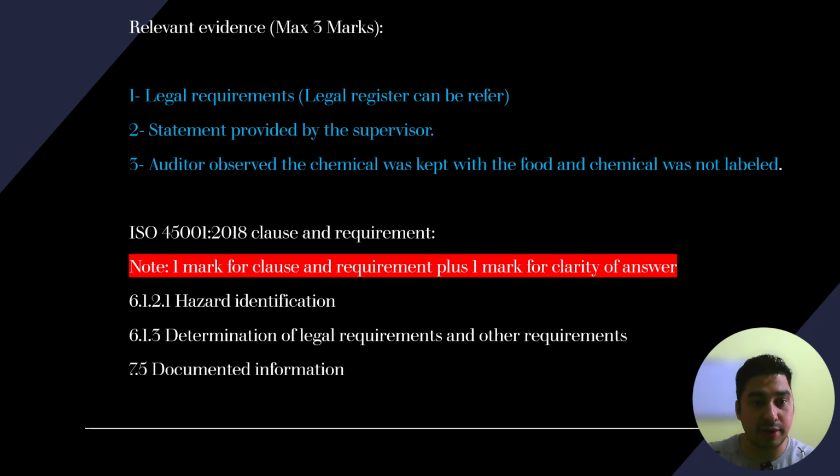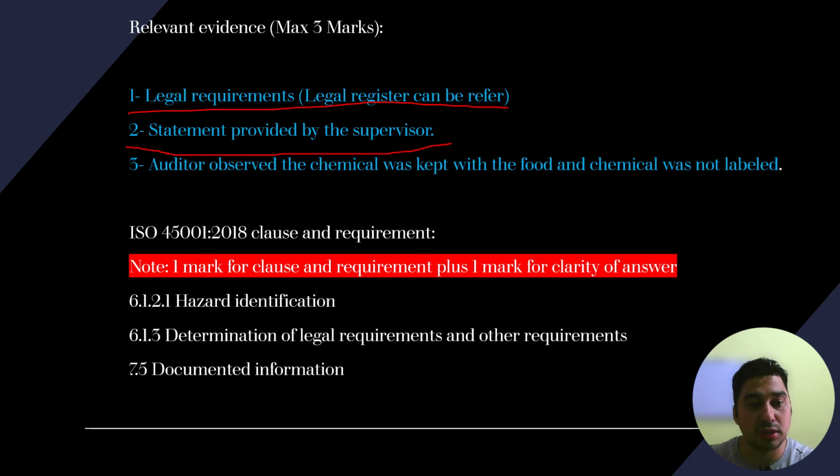Now the next, relevant evidence. Now you have to give the relevant evidence for the NCR. Why are you raising the NCR? What is the evidence you have? Now the evidence you have: legal requirements, you can refer to the legal register. The company may have the legal register, in which they may have mentioned it. Second, the statement provided by the supervisor. Whichever statement is provided by the supervisor, you can use as evidence.